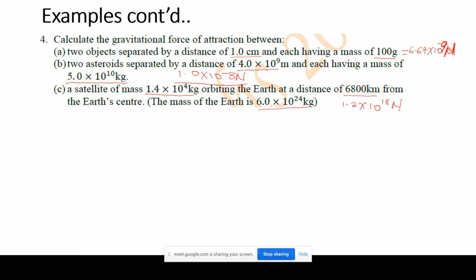Okay, but I'm doubting. So the force is equal to 6.67 times 10 power negative 11, that is G, capital G, the gravitational constant, times 1.4 times 10 power 4, then times the mass of the Earth, 6.0 times 10 power 24, divided by the square of the separation, which is 6,800. When I change from kilometers to meters, I'll add 3 zeros, and this is squared.